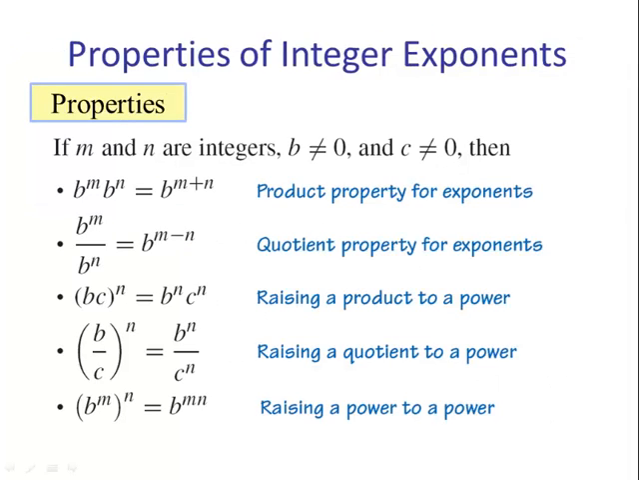Properties of integer exponents. The 5 rules that we had before for counting numbers also hold for integers. If we have like bases and we're multiplying, we add the exponents. If we have like bases and we are dividing, we subtract the exponents. If we have bases to a power, that power distributes to both bases. If we have a base divided by a base raised to a power, that power is distributed to both bases. And if we have a power to a power, we multiply the exponents.